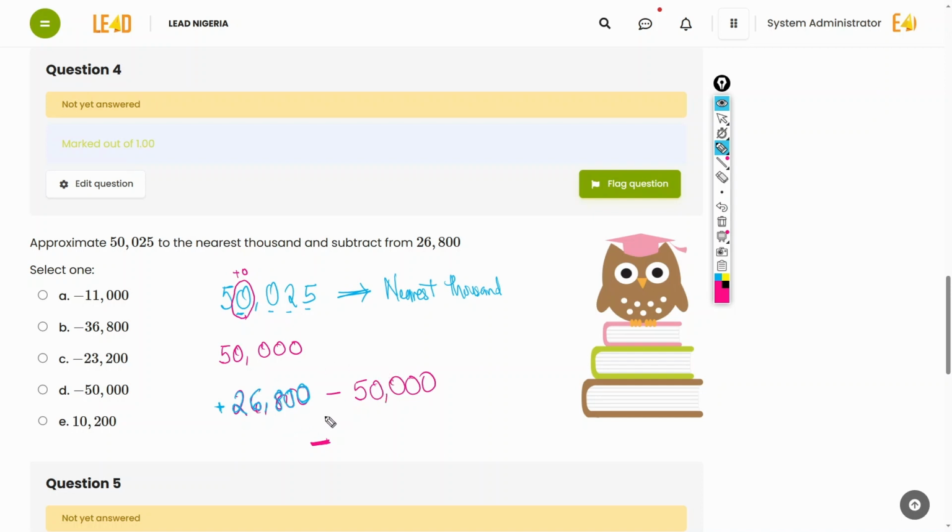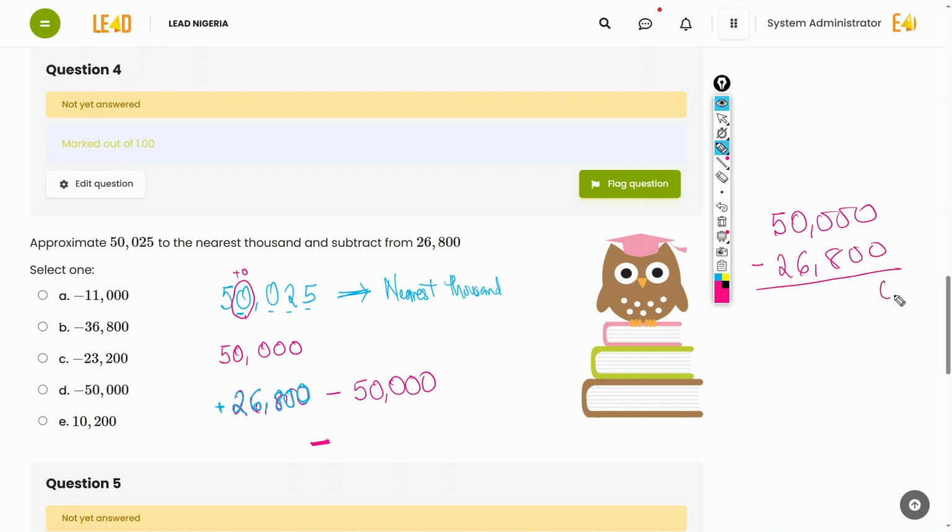So the bad guys win, but by how many? To find out by how many the bad guys would win, you would subtract. So let's find out the difference between 50,000 and 26,800. That will be 50,000 minus 26,800.